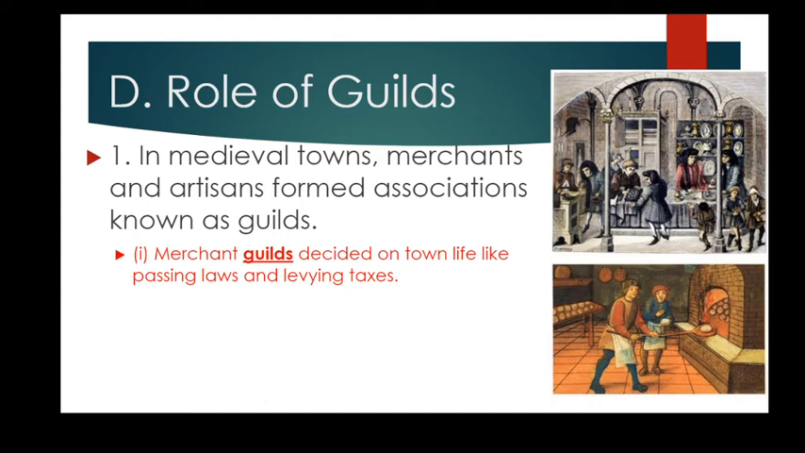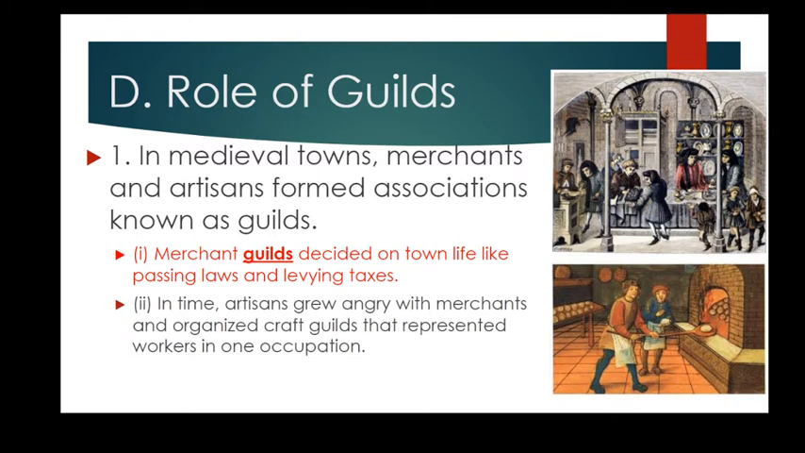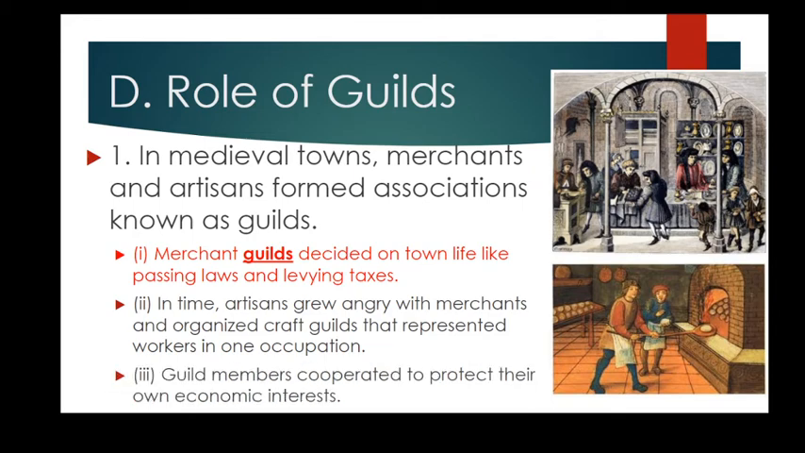This is part of the reason the nobility didn't like them: they start being involved in things that they normally would never have been involved in. Okay. In time, artisans are going to grow angry with these merchants, and they're going to organize what's called craft guilds that represent workers in one of the occupations. So it could be a baker, it could be a cooper, it could be any of those types of occupations. Guild members cooperated to protect their own economic interests.